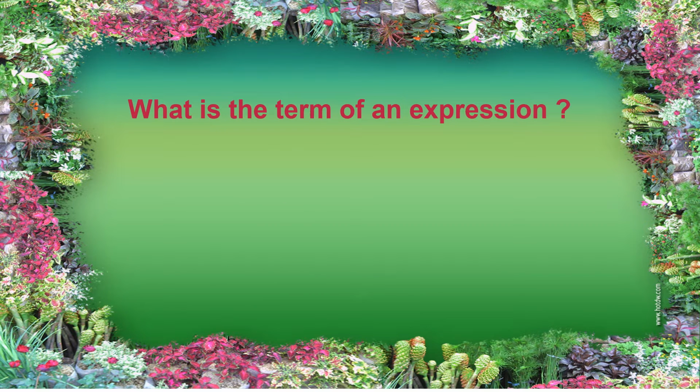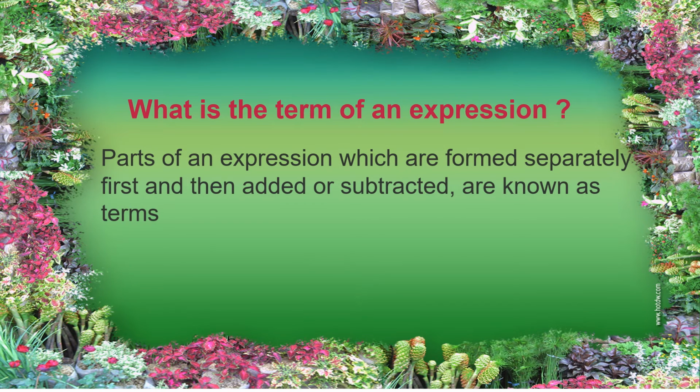What is the term of an expression? Terms are separated by mathematical operations. So, for example, in this algebraic expression 2x plus 5, how many terms are there? See, we have addition here. So, we have 2x as one term and 5 as another term. So, we have two terms. Terms are separated by mathematical operations.